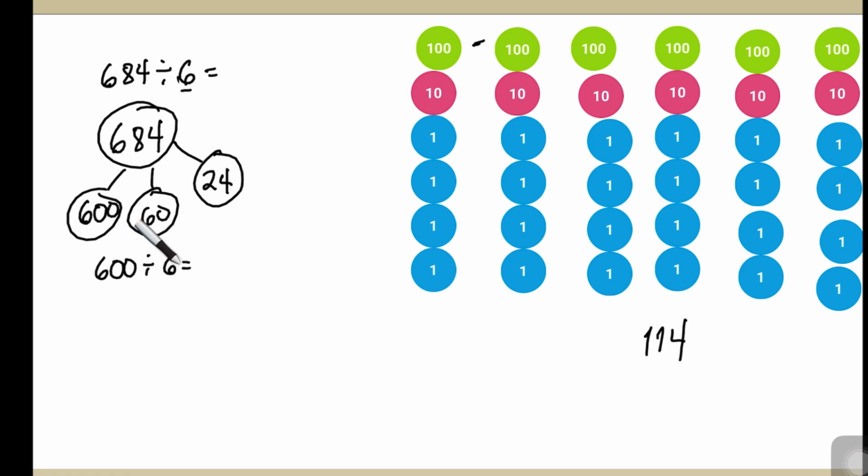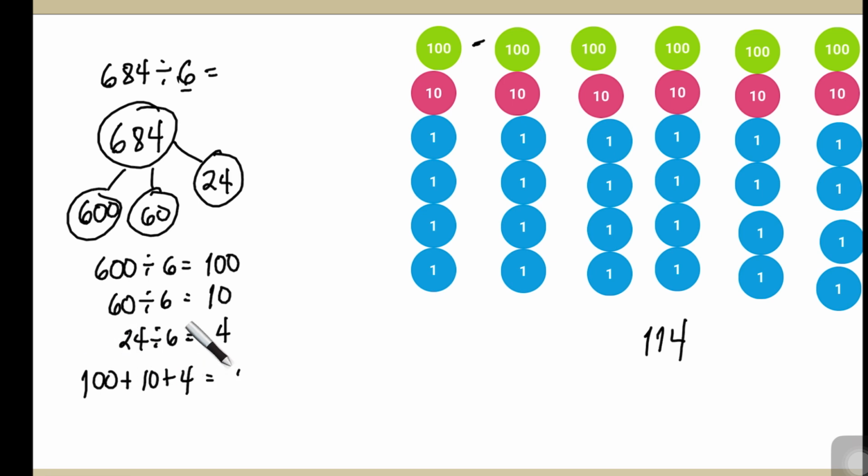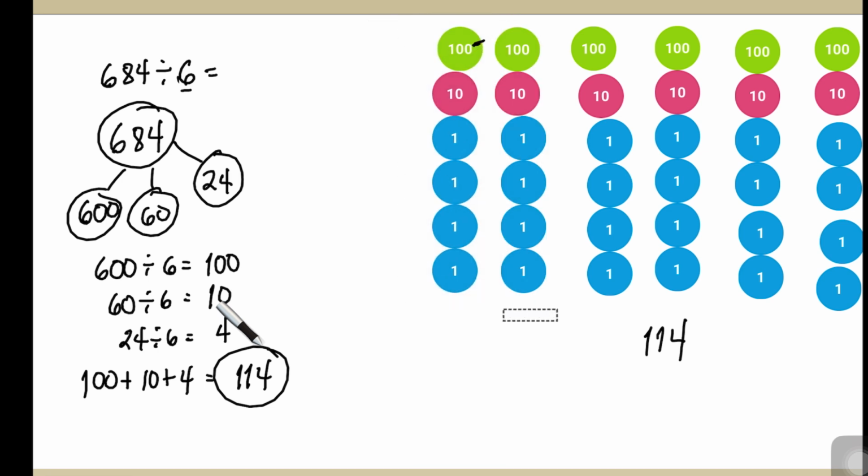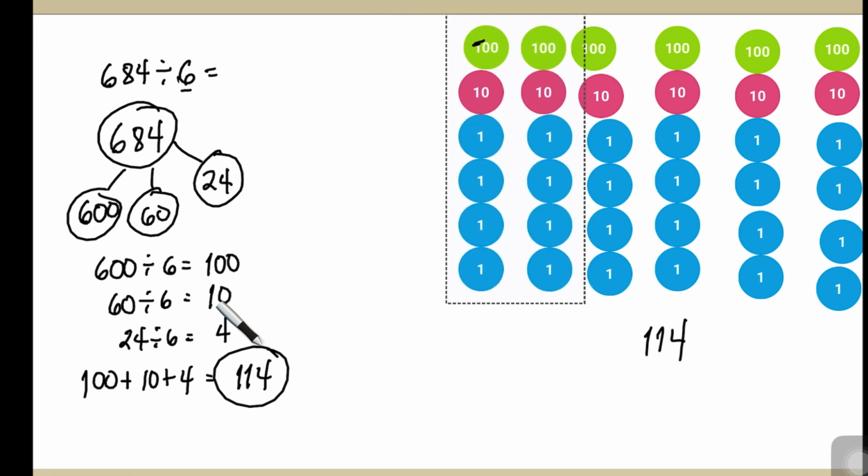600 divided by 6 is 100. 60 divided by 6 is 10. And then 24 divided by 6 is 4. Our total is 114. Okay, you may try any other combinations for this, as long as your total would sum up to 684.